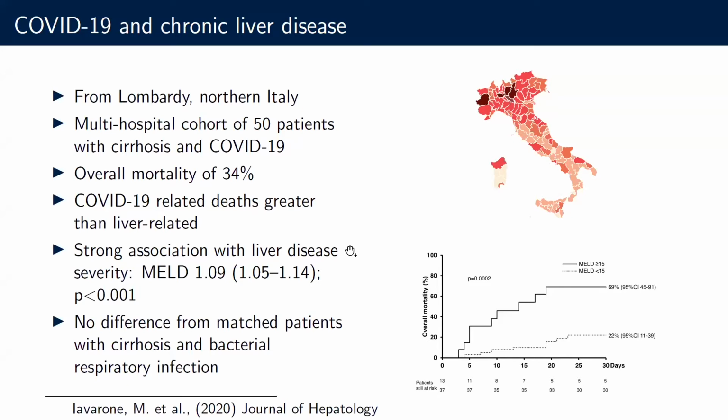And they recorded a strong association with liver disease severity. I've just pulled out their odds ratio with 1 point of MELD and risk of death here being significant. But they made this observation within the paper that there was no difference from matched patients with cirrhosis and bacterial respiratory infection, perhaps suggesting it's the ability to handle the insult. And here on the right, Kaplan-Meier plots divided with the solid line being a MELD of 15 plus, with a 30-day mortality of 70%, so really very significant, and still an appreciable mortality in cirrhotic patients of 22% in those with a MELD of under 15.